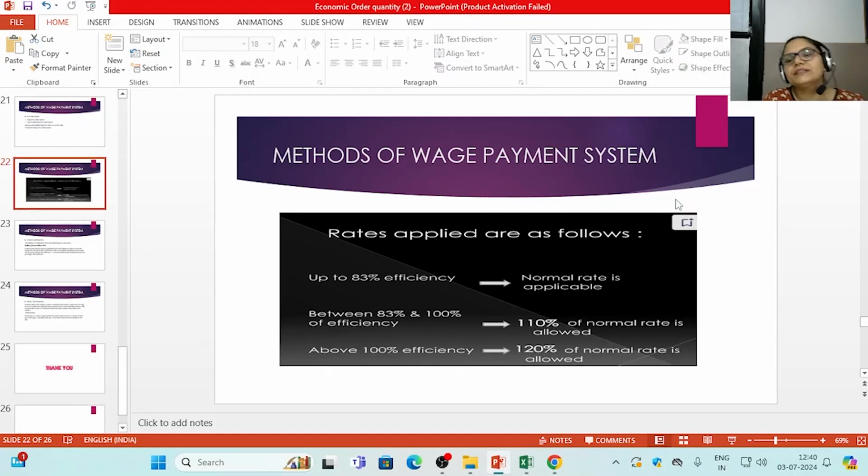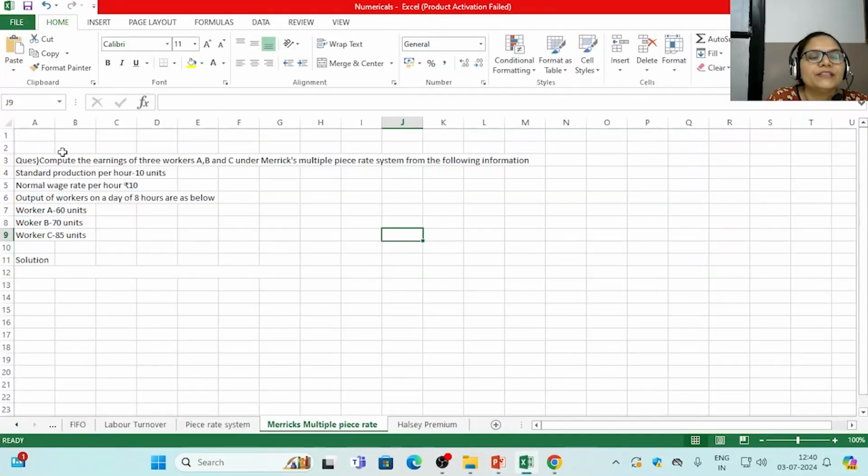Now we will understand this concept with the help of a numerical. The question says: compute the earnings of three workers A, B and C under Merrick's multiple piece rate system from the following information. Standard production per hour is 10 units, normal wage rate per hour is rupees 10, and the output of workers on a day of 8 hours is as below. Worker A 60 units, worker B 70 units, worker C 85 units.